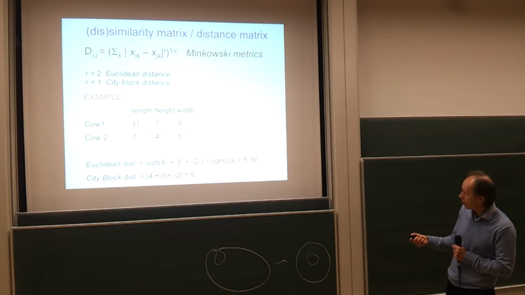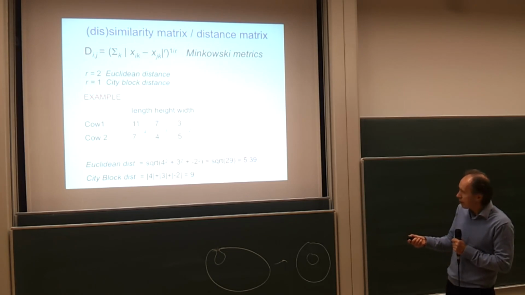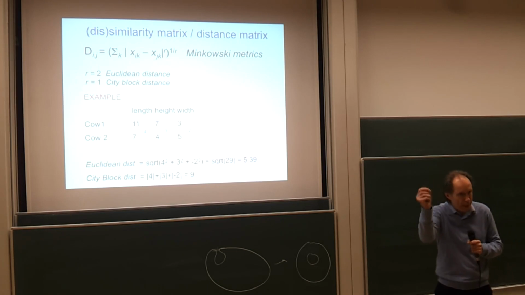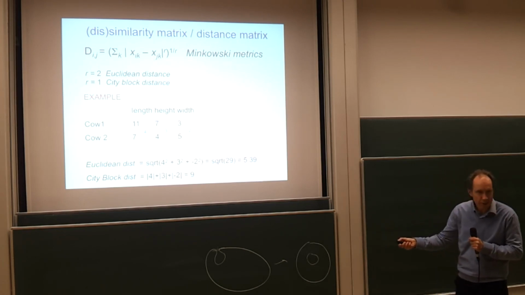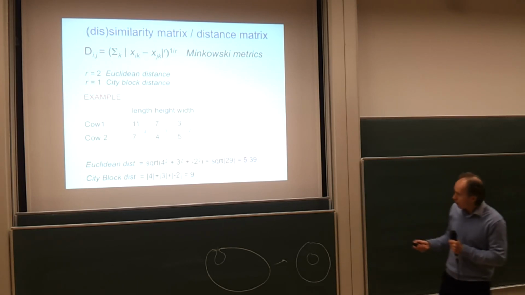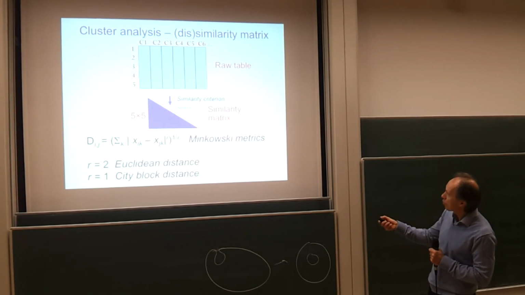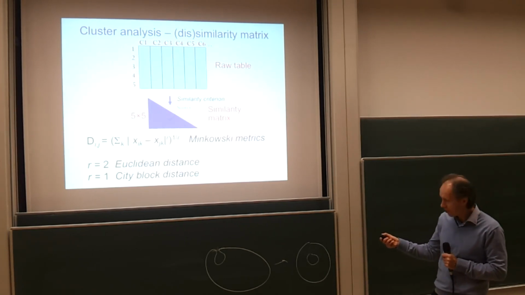So that's the distance where you use R equals 2 in Minkowski metrics, the Euclidean distance. If you do city block distance, this is the definition. You just take the absolute value of the differences, add them up, and what do you see? These two cows float in space in exactly the same spot, but depending on the distance criterion, you will get a difference. Okay? That's the first step.